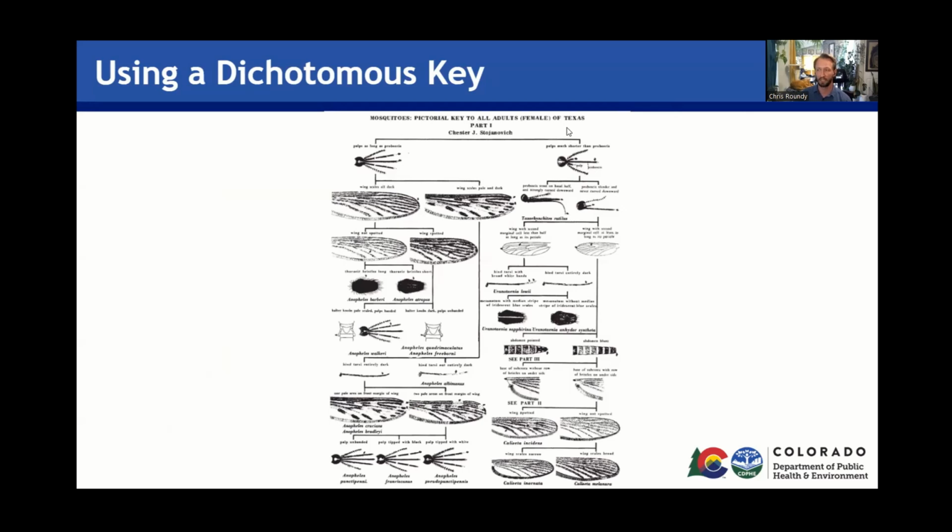So this specific key is one I used in graduate school a lot. It is the female adult mosquitoes of Texas. And as I mentioned, throughout a key, as you're identifying a mosquito, you're going to be looking at all different parts of it. Different clusters and patterns of hair, the proboscis, the wings, all of the scale patterns, the abdomen.